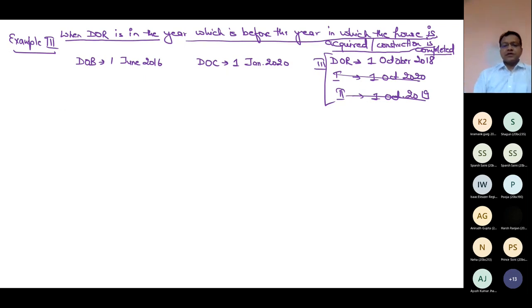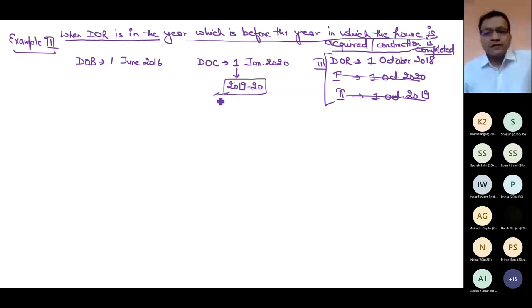Now, same situation. First of all, just ask a question to yourself. Will there be any pre-construction period or pre-acquisition period? And what is the answer? Check: is there any interest payable for the year which is before the year in which the house is completed? So which year is the year in which the house is completed? 1920. From this year onwards, I will regularly deduct my interest. So there is no pending from the tax department.